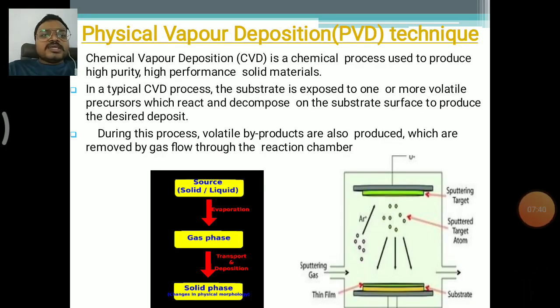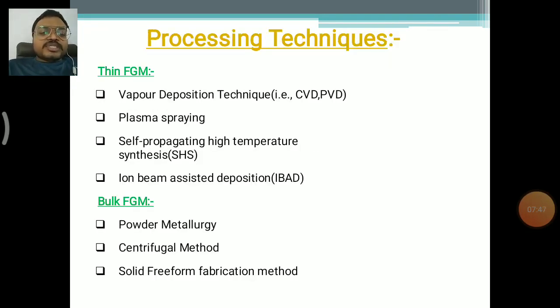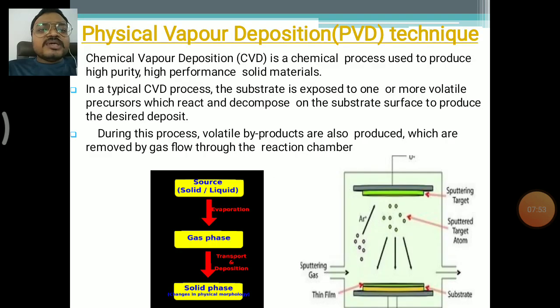First one is the vapor deposition techniques. In the vapor deposition techniques there are two types. First one is chemical vapor deposition, next one is physical vapor deposition.